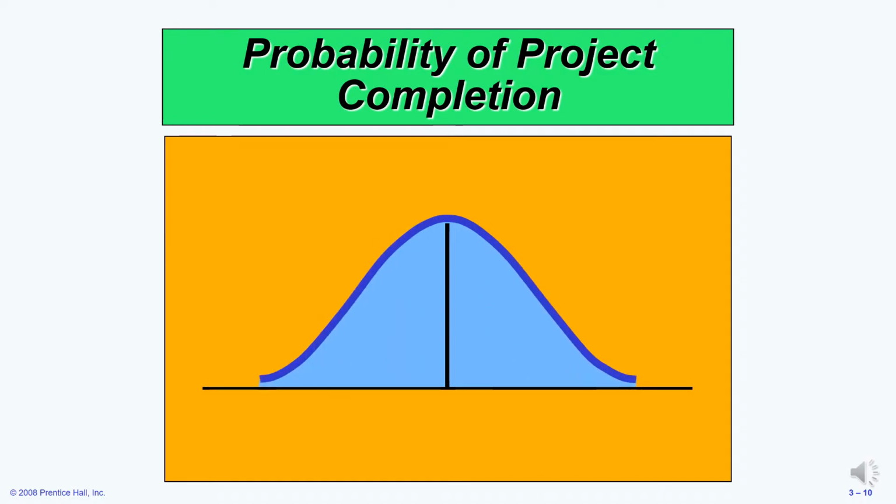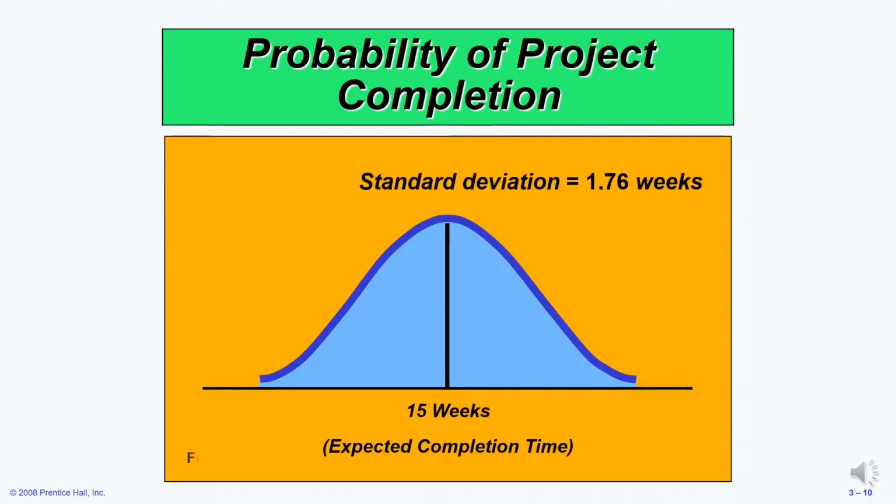This is the normal distribution curve. We saw this before. Standard deviation 1.76 weeks, and the expected completion time, we are assuming that it would take 15 weeks to complete this project. All right? So we also have to assume that it would take us 15 weeks to complete this project. So we're working with that assumption as well. And then we previously calculated the standard deviation, which is 1.76 weeks.